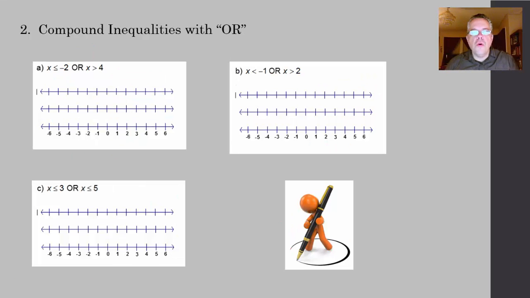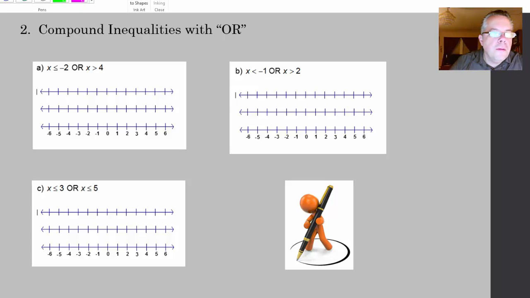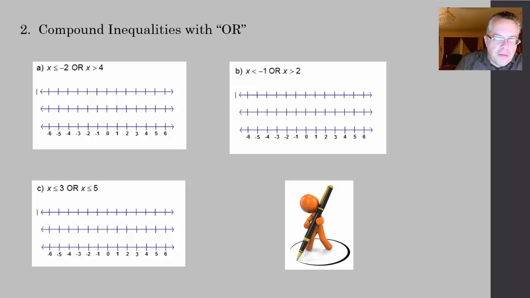But let's switch to or. Remember, or means which values of x are on either inequality or both. So it's kind of like combining graphs. Remember, or means union. So here, our first inequality is x less than or equal to -2. So start with my graph, solid dot, and to the left, and then x greater than 4, hollow dot, and to the right.